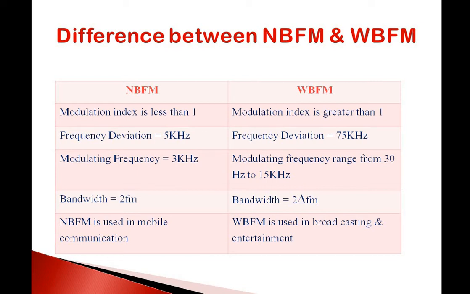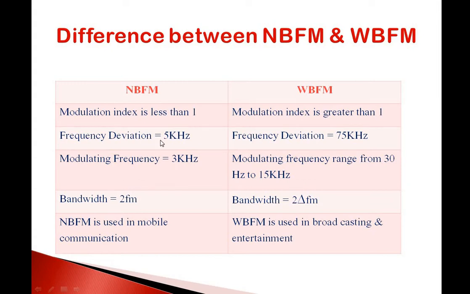Then after that we will see the demodulation techniques used for frequency modulation, meaning how you get your original message signal. So first we will see the difference between narrow band and wide band frequency modulation. What is the first part? I have given 4 to 5 differences. The modulation index is less than 1 for narrow band, and the modulation index is greater than 1 for wide band. That is, beta is less than 1 and beta is greater than 1.